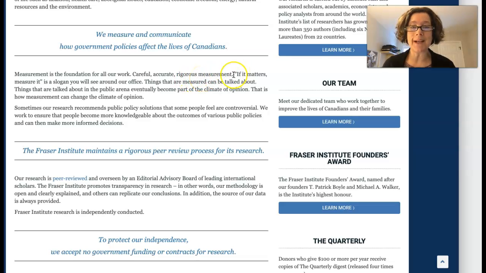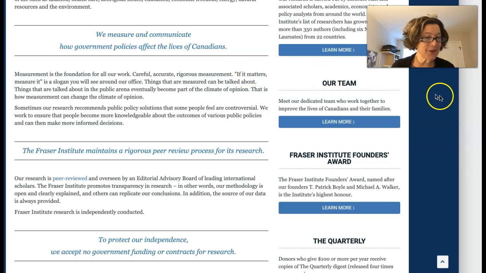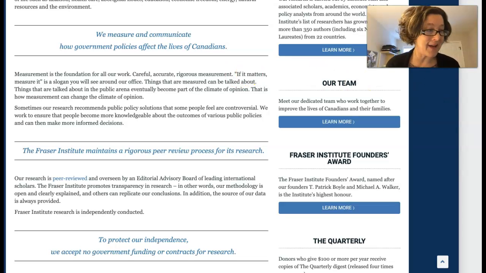Accurate, rigorous measurement. Now look at this quote. "If it matters, measure it" is a slogan you will see around our office. Do you remember my Elliot Eisner quote about not everything that matters can be measured and not everything that is measured matters? It flies totally in the face of the foundation of the Fraser Institute.